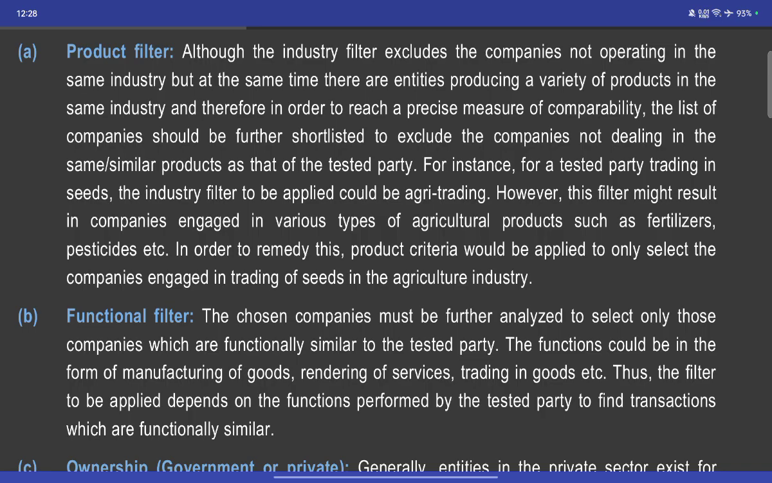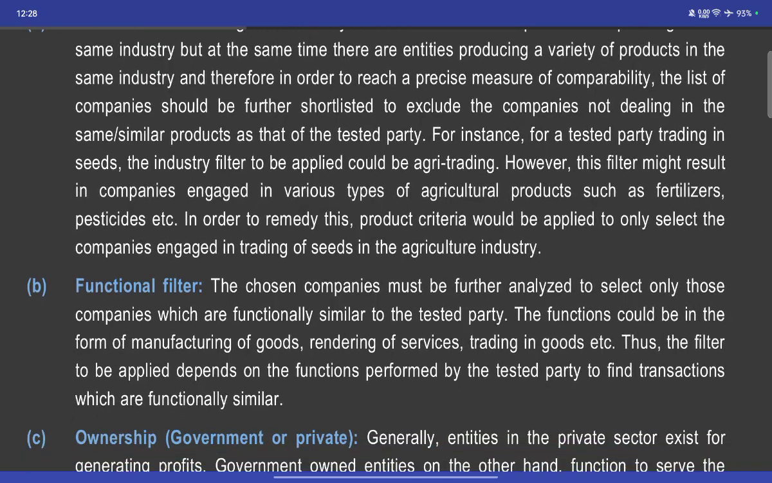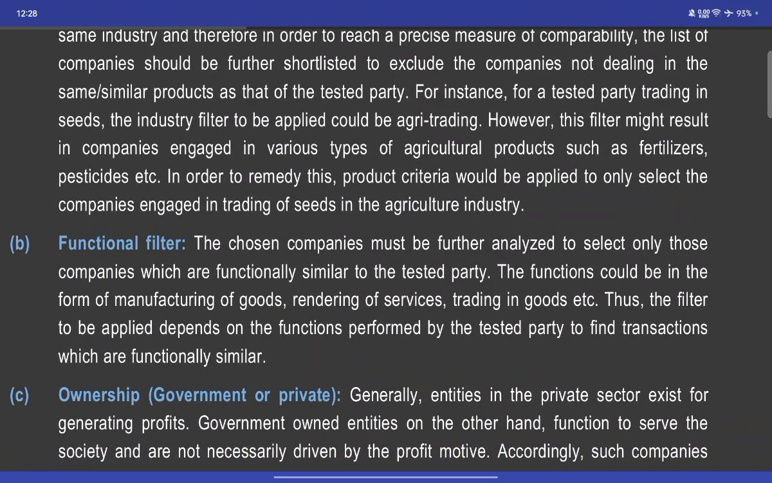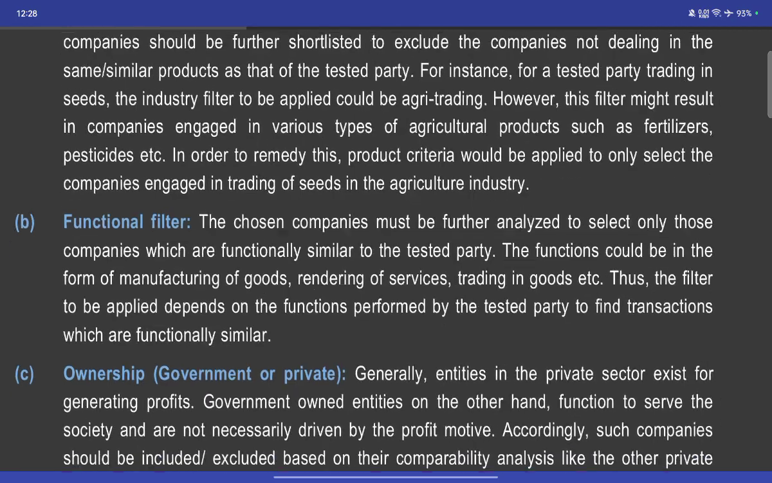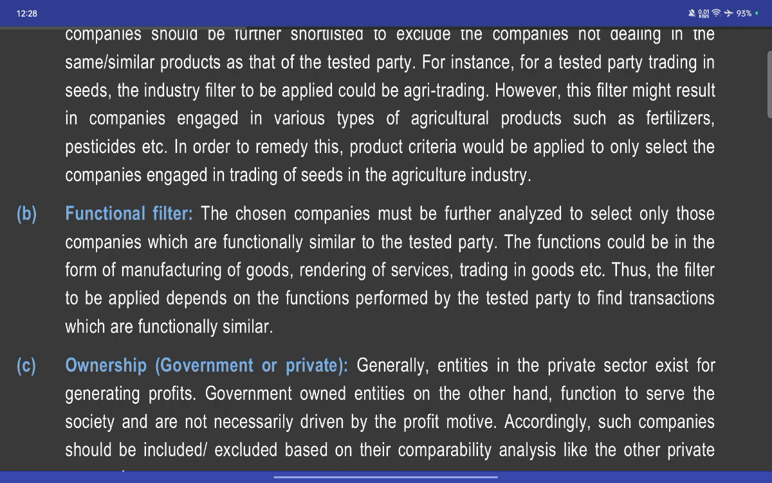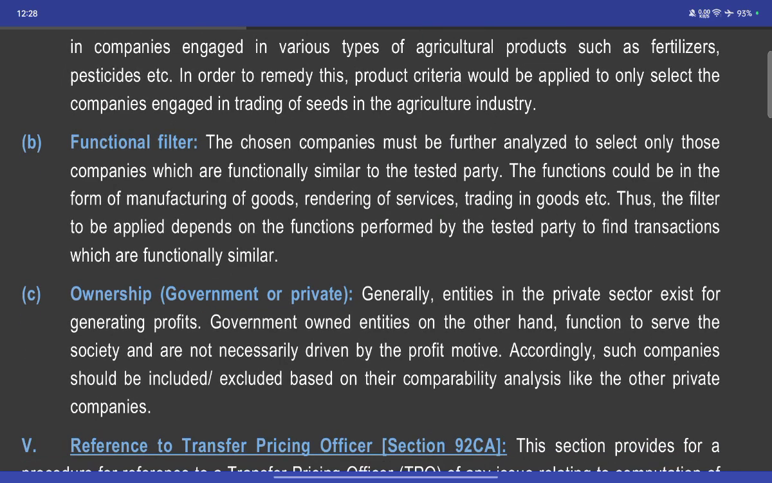As for the tested party, for instance, the tested party is trading in seeds, so the industry filter is applied on agriculture. However, the filter might result in companies engaged in various types of agriculture products like fertilizers, pesticides, etc. In order to remove these, product criteria should be applied to select only the companies engaged in trading seeds in the agriculture industry. Function filter.